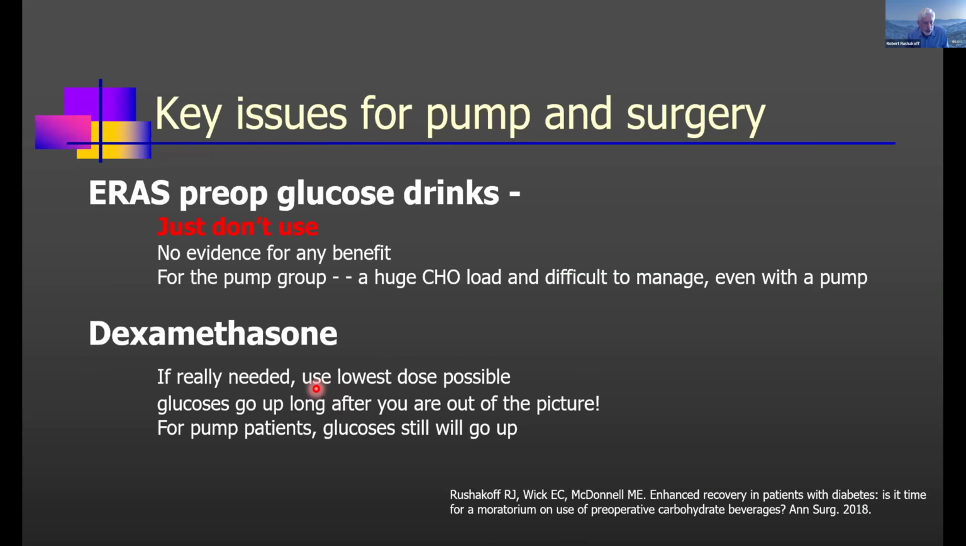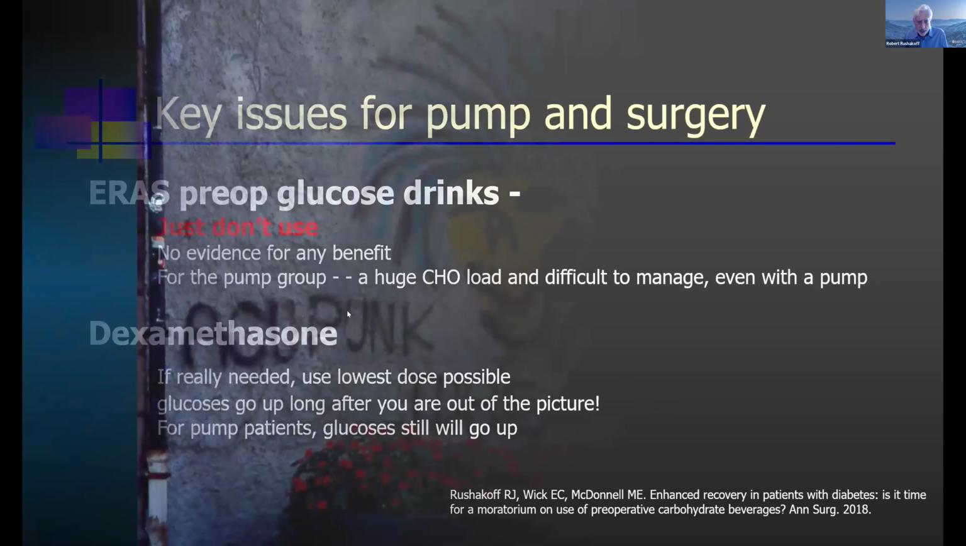Let me just finish up with two things, since I don't get the chance to talk with anesthesiologists much, and at least apply this to a pump. For patients on ERAS with those glucose drinks, of course, you should never give them to patients. Absolutely never, ever to diabetes patients, period. There's no evidence for any benefit. And if you have pumps, you're giving them a huge glucose load, and the pumps can't really handle that very well. Dexamethasone, if you really need to use it, use the lowest dose. Glucoses go up much later than you're involved with. And for pump patients, the blood sugars will go up, and the pumps have difficulty quickly adjusting to that.